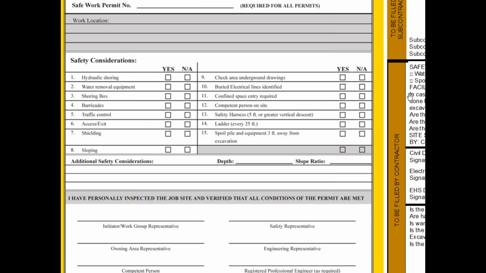For the work permit systems, for the excavation activity, the hydraulic shoring, water removal equipment, shoring box, barricades, traffic control, access or exit, shielding, sloping, then check area underground running, then buried electrical line identified, confined space entry required, competent person on site, safety harness, then ladders, spoil pile equipment 3 feet away from the excavation. Then additional safety consideration in the depth or slope ratio should be also mentioned in the work permit.